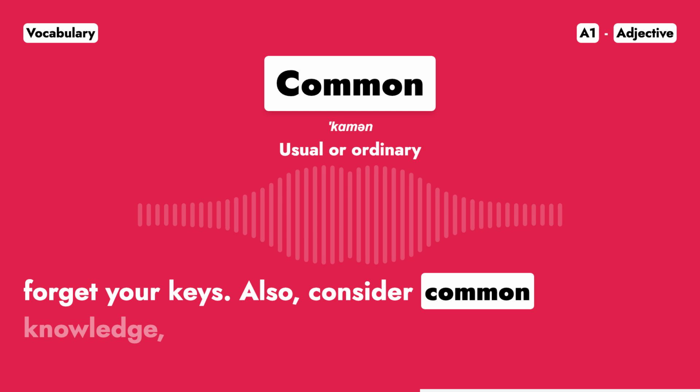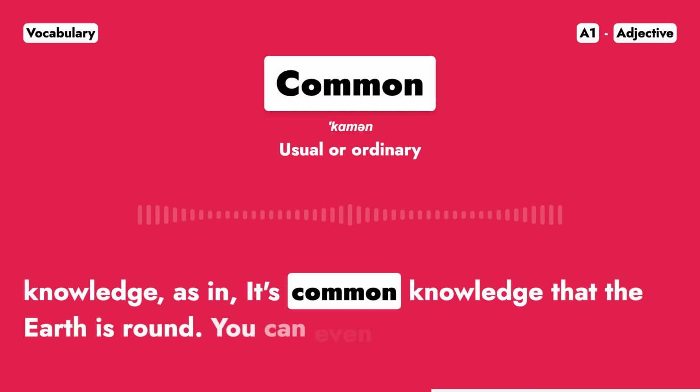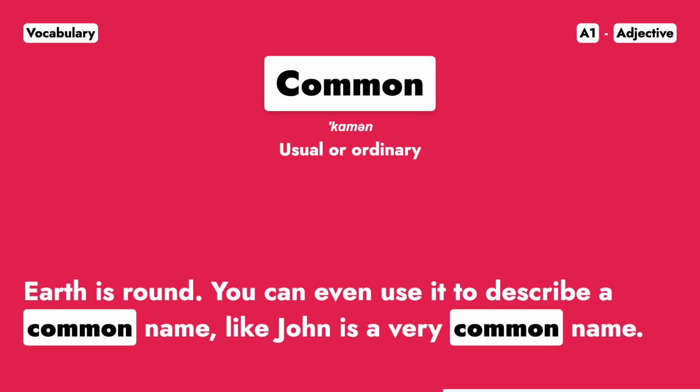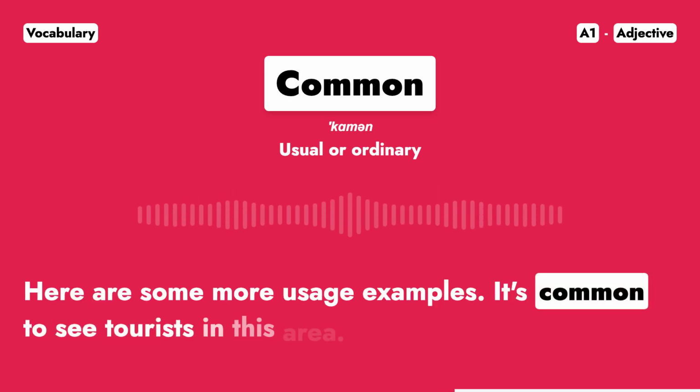Also, consider common knowledge, as in it's common knowledge that the earth is round. You can even use it to describe a common name, like John is a very common name. Here are some more usage examples. It's common to see tourists in this area.